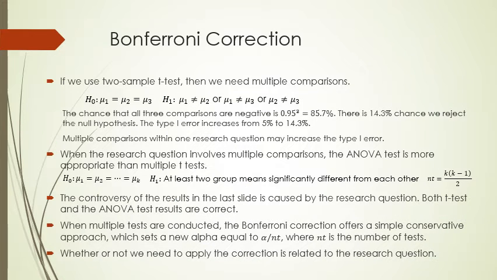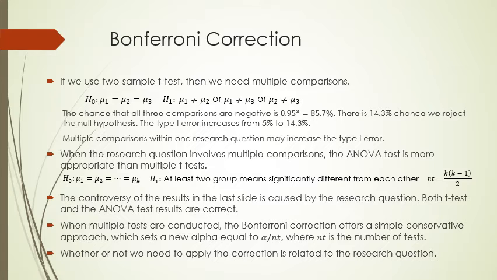For a research question that has more than two groups, if we use two-sample t-tests, then we need multiple comparisons. If we have three groups as in the example in the last slide, then we need three comparisons as shown in the alternative hypothesis. We need to compare mu1 and mu2, mu1 and mu3, as well as mu2 and mu3. If any of them is not equal, then we will reject the null hypothesis.